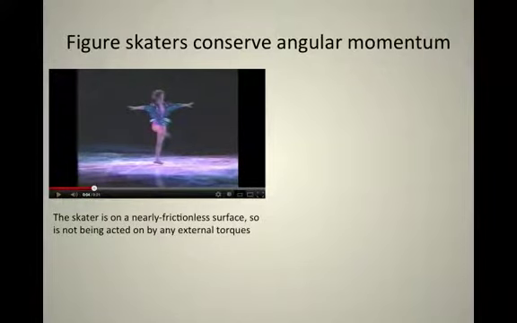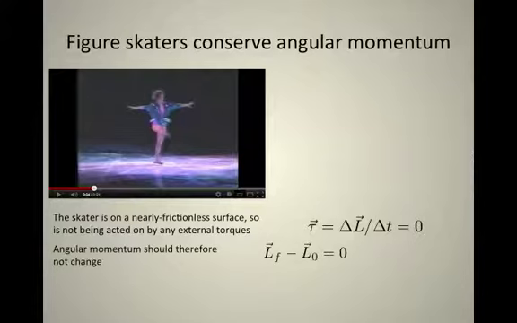Well, the skater's on a nearly frictionless surface, so she's not being acted on by any external torques. And since there's no torque, the change in angular momentum over a change in time should equal 0. Or said another way, the angular momentum should not change. The angular momentum at a final time should equal the angular momentum at an initial time, or L_f equals L_0.